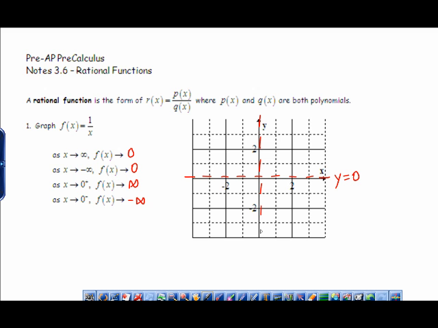So these things, asymptotes, they're kind of mysterious when you first learned them last year, but really all they are is just approaching behavior, either towards the ends or towards some number that has to be excluded from your domain.